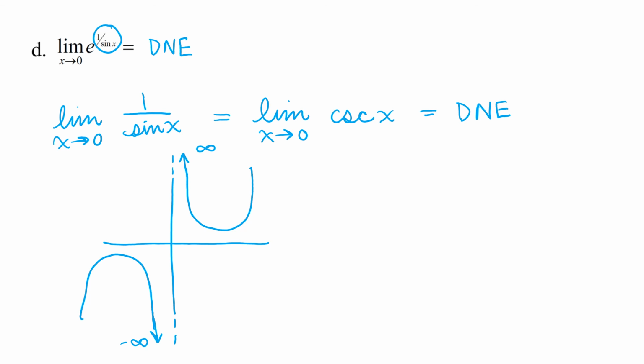If instead we had looked at the limit as x approaches 0 from the left or from the right, that might be a different story.